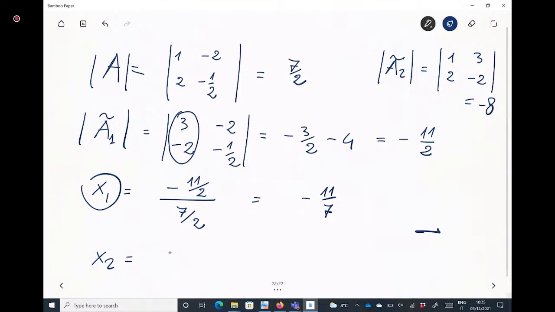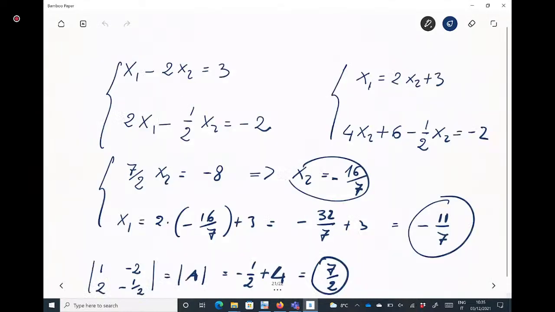X2 is equal to minus 8 divided by 7/2, which is minus 16/7, which is the value of the other variable, okay? So this is Cramer's rule to compute the solution of a linear system. And of course, it is the ratio between two determinants. The value of each unknown is the ratio between two determinants.